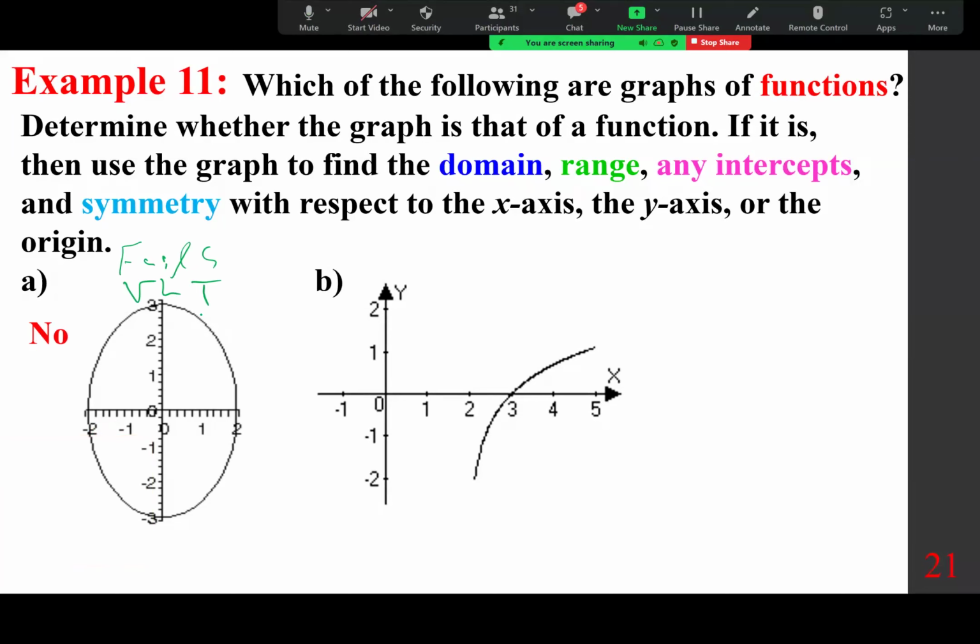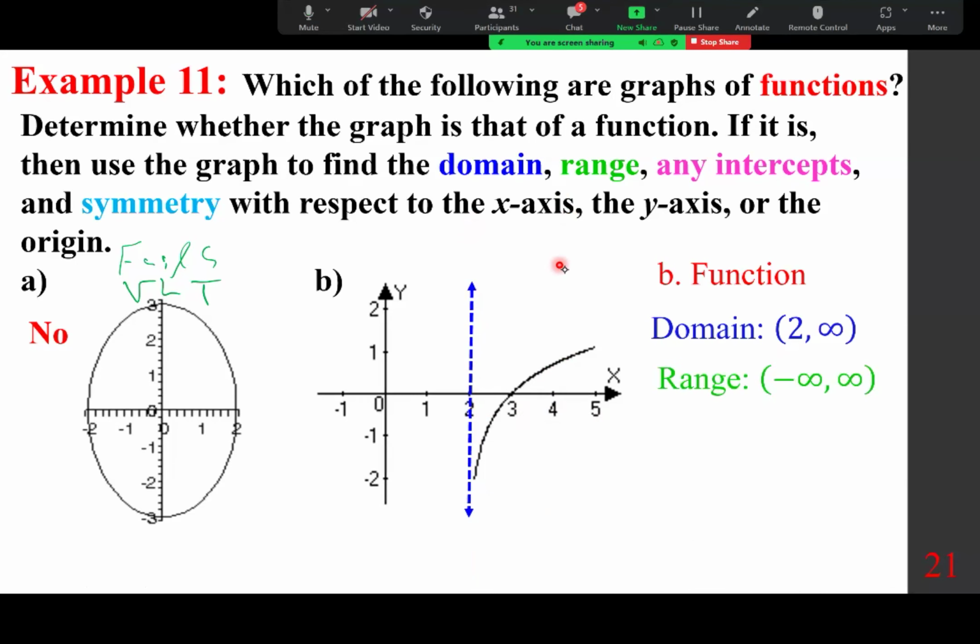This one is a function. So if you want to know the domain, we should recognize this is your vertical asymptote. So your domain is from 2 to infinity, and 2 is not included. Range, all the real numbers from negative to positive infinity. X-intercept, 3, 0. There is no y-intercept. And this one doesn't have any symmetry, as you can see from the graph. It doesn't have symmetry with respect to the y-axis, or with respect to the origin, so no symmetry.